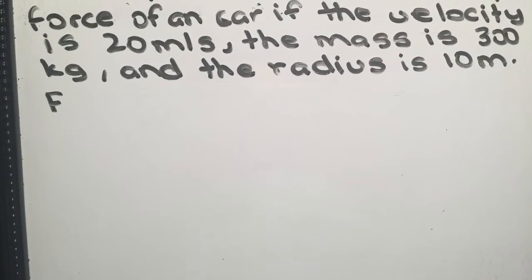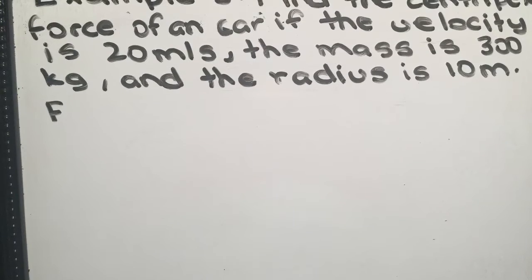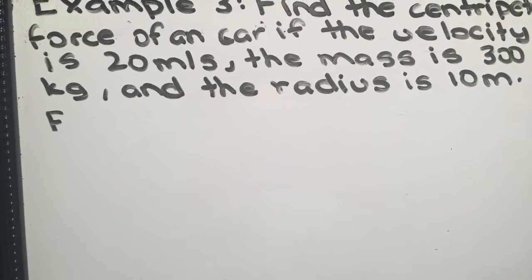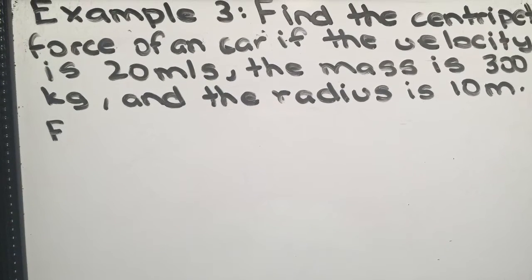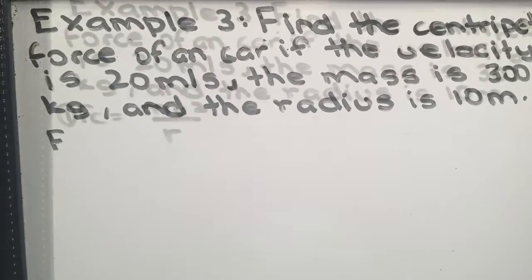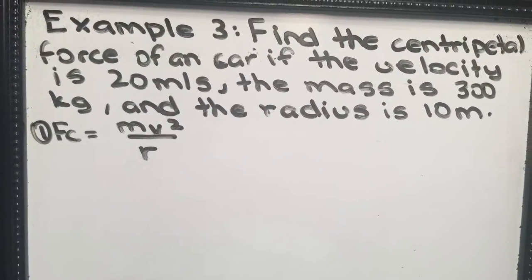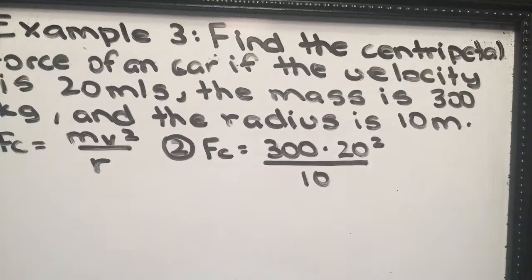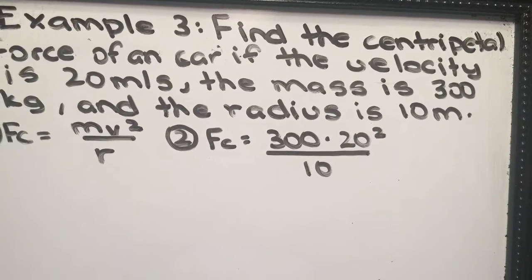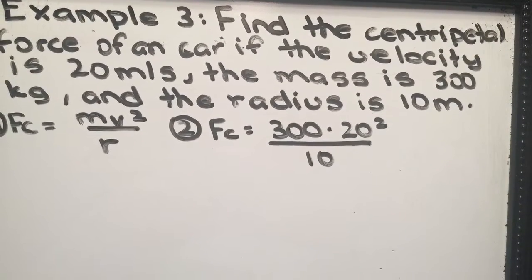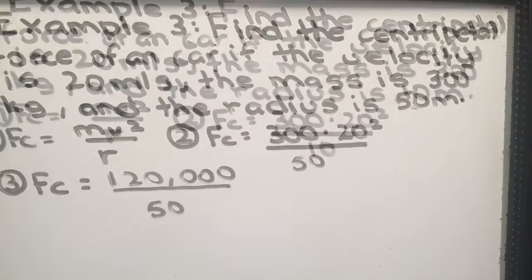The last and final example for this section is find the centripetal force of a car if the velocity is 20 meters per second, the mass is 300 kilograms, and the radius is 10 meters. The first step is to write down the formula. The second step is to substitute in the numbers. Mass is 300, velocity is 20, and radius is 50.